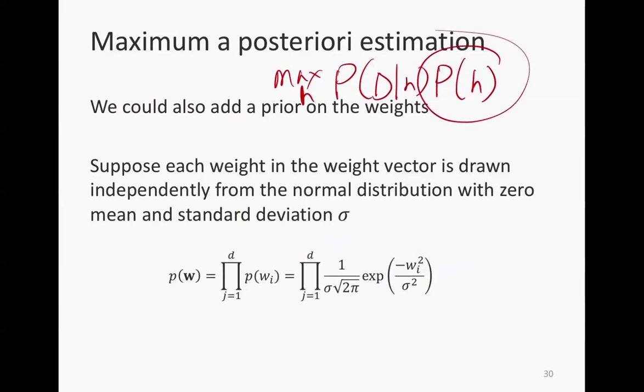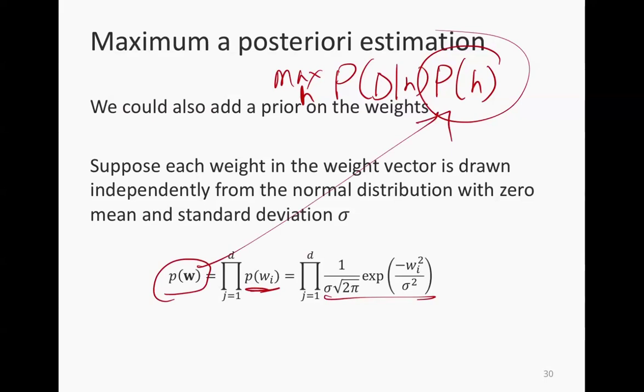So let's consider a specific prior. Let's assume that each weight in the weight vector is drawn randomly from the normal distribution centered at 0 with a certain standard deviation, sigma. So the probability of the weights, because every weight is independent, I can write down the probability density as the product over each weight in the weight vector. I've just plugged in the probability density function for the zero mean normal with a standard deviation sigma. That's your prior probability of the weight vector.